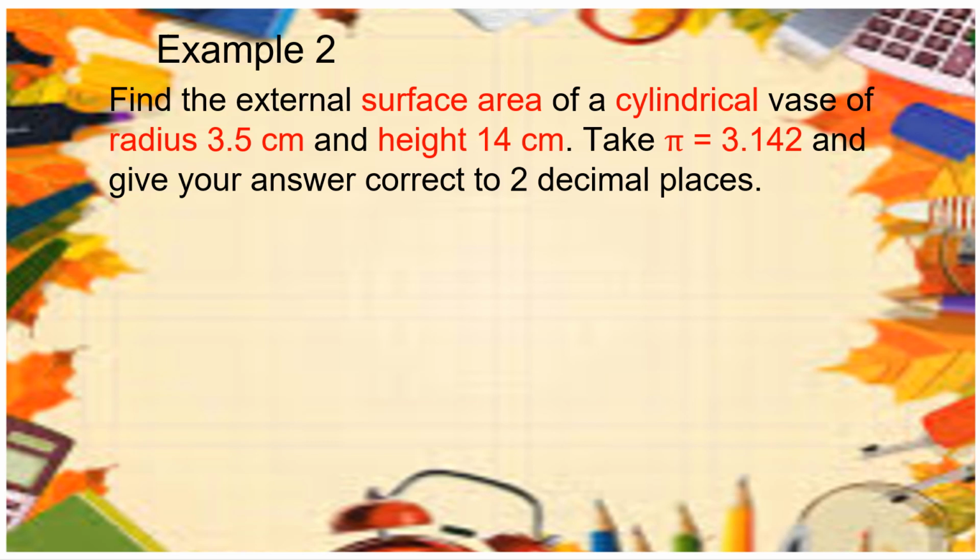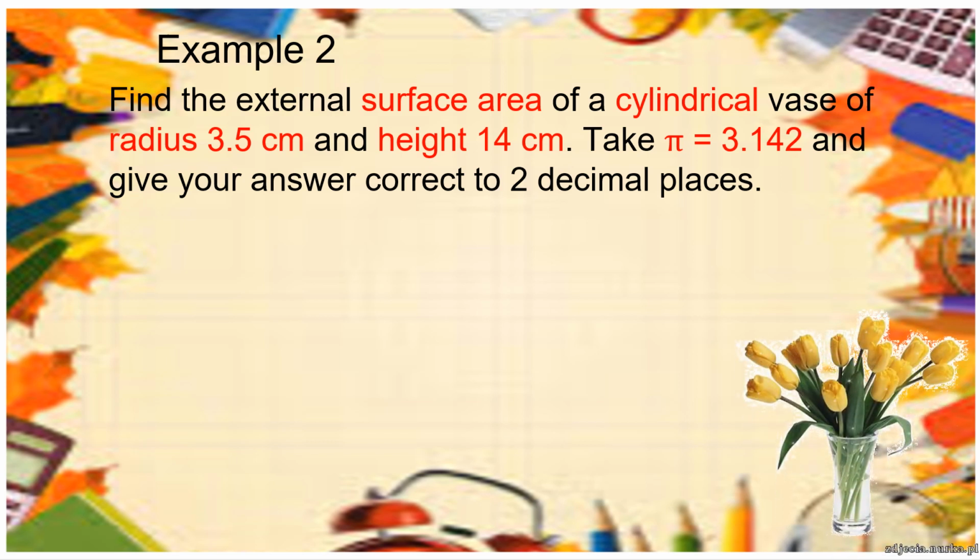Now let us have another example. Let us read all together the problem. Find the external surface area of a cylindrical base of radius 3.5 centimeters and height 14 centimeters. Take pi is equal to 3.142 and give your answer correct to 2 decimal places.